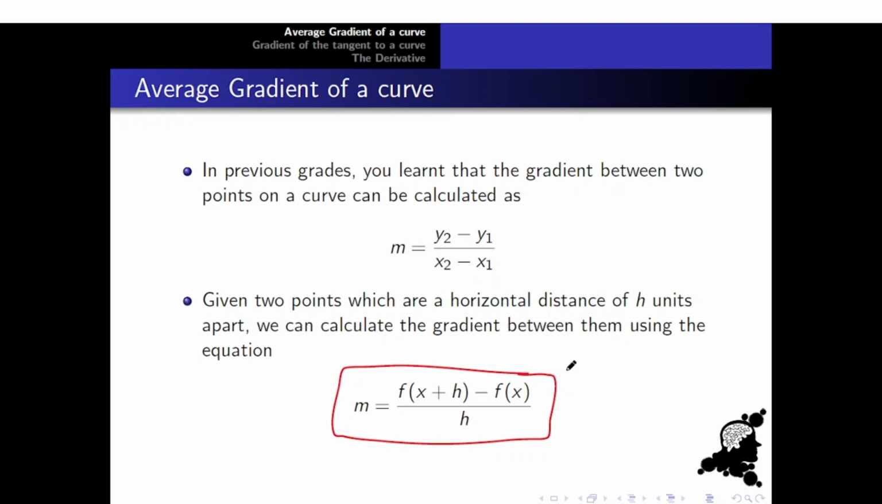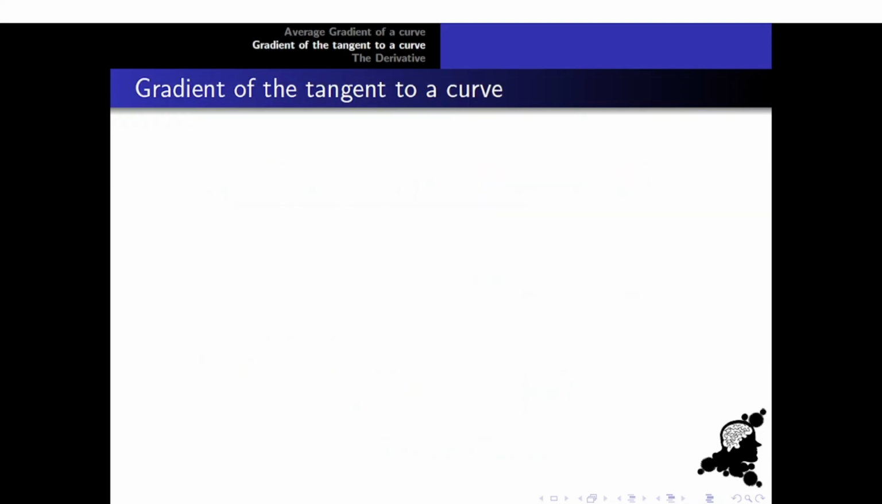I hope that this makes sense. Now, this only still applies if we are working with 2 points. Would it be possible for us to calculate the gradient at only 1 point perhaps? Let's look at it. We can have the gradient of the tangent.